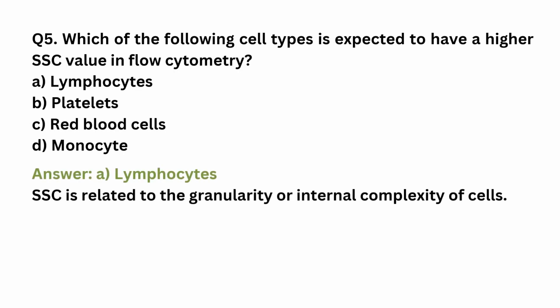The answer is lymphocyte. Basically, side scatter is related to granularity or internal complexity. So lymphocytes usually are more granular in nature, unlike monocytes, and red blood cells, which are non-nucleated. So lymphocytes will have a higher side scatter population.